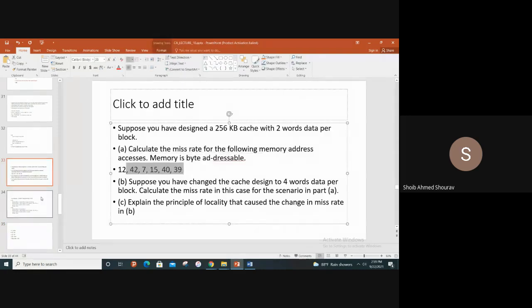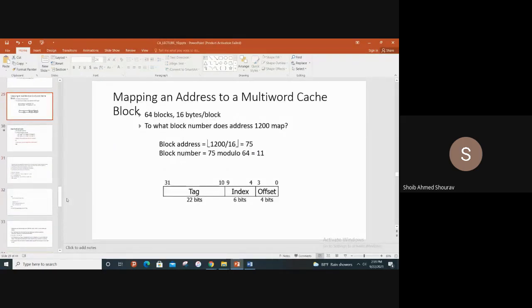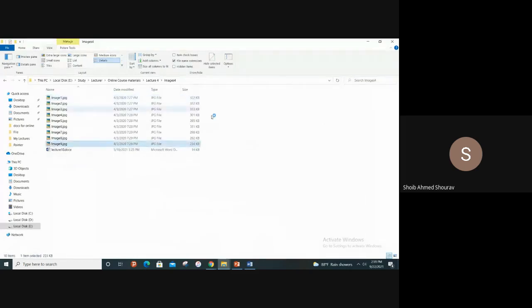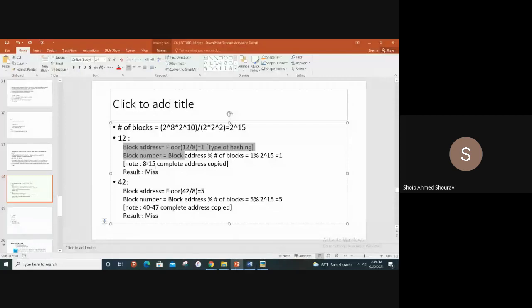So we had to calculate the miss rate for the following memory addresses, and we have calculated successfully. What we have to find out, two things similar to this slide: block address, block number. Then, using that formula, we have to find out the number of bytes copied for each miss, because it is really important. Next time anything comes in between this range, it will be a hit, because now it is in the memory. Okay, so is everyone clear about this math? Please respond.